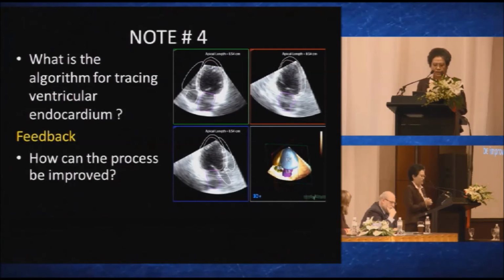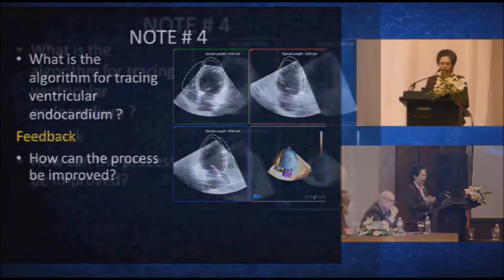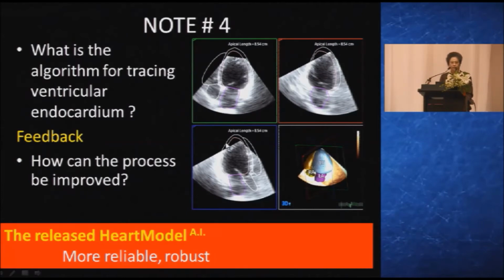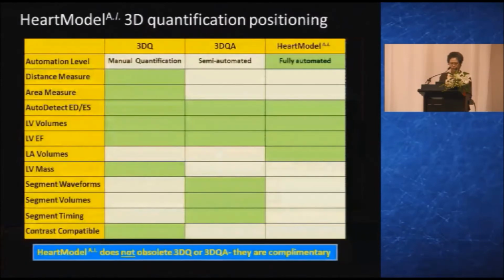And at that time, the HeartModel may not have learned enough. But I think that after about 10,000 data sets in the library, the algorithm for tracing has been improving so much that I don't think you will have that kind of tracing outside the sector like this one anymore. It is now more reliable and more robust, and it should work across different regions of the world because there is input from many different countries also.